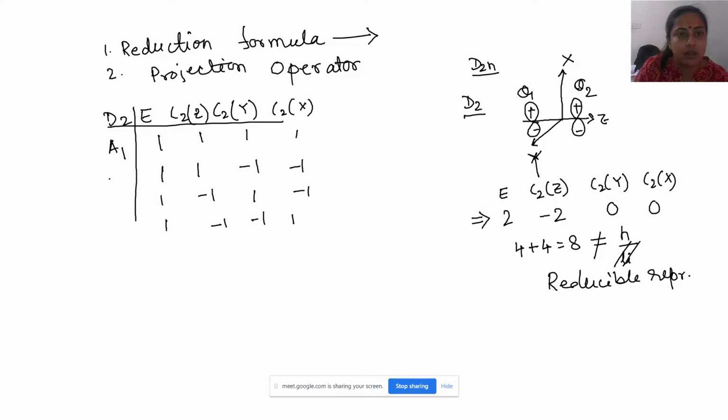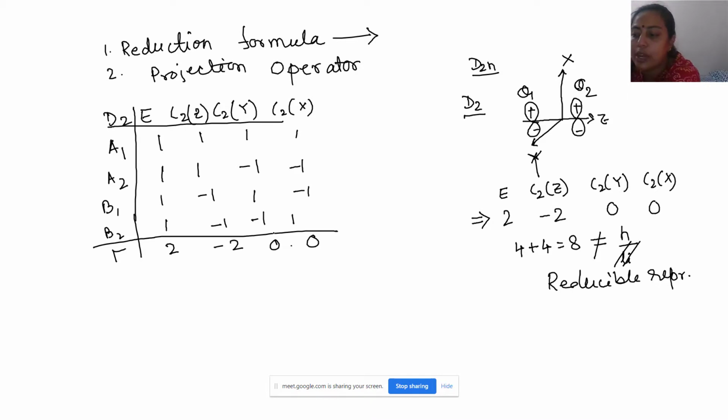This is A1, this is A2, this is B1, this is B2. And then we have one reducible representation, that is 2, minus 2, 0, 0. The reduction formula will tell me how many times each irreducible representation appears in this reducible representation. They are all irreducible representations. How to know? Just square them, add them up.